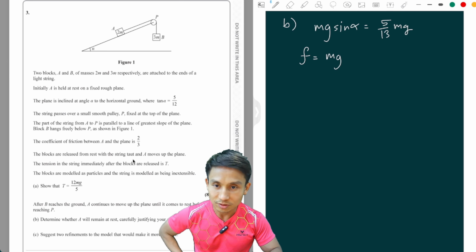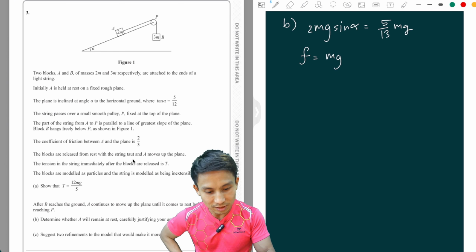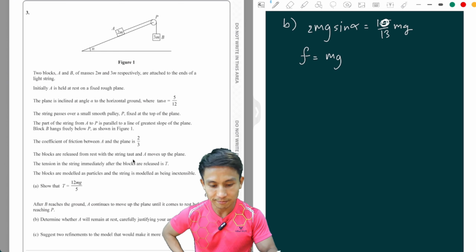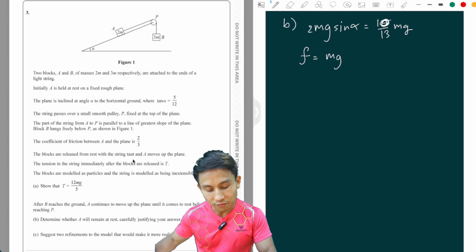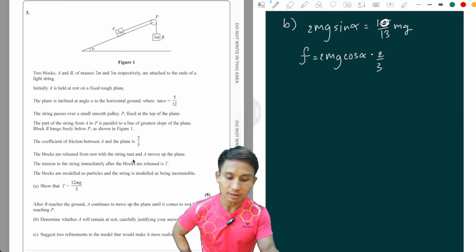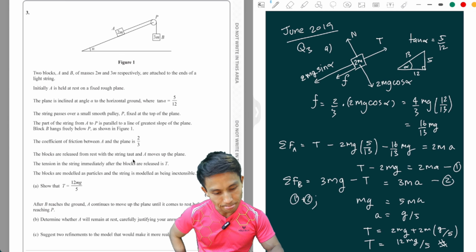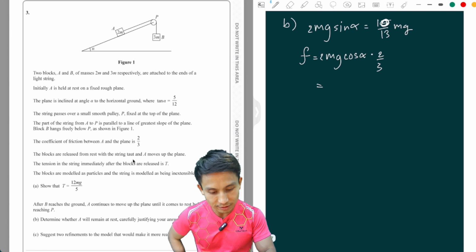Wait, hang on. It should be 2, right? This is 2. 2 mg, yeah. So that should be 10, yeah. And then the coefficient of friction: 2 mg cos alpha times the coefficient of friction 2 over 3. Yeah, so cos alpha was 12 over 13, right? So that's 2 mg times 12 over 13 times 2 over 3.